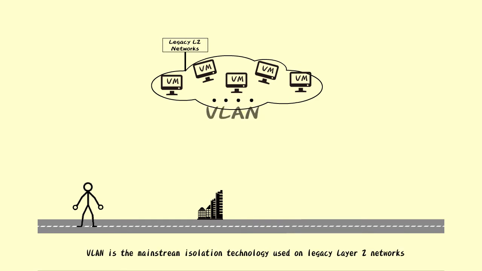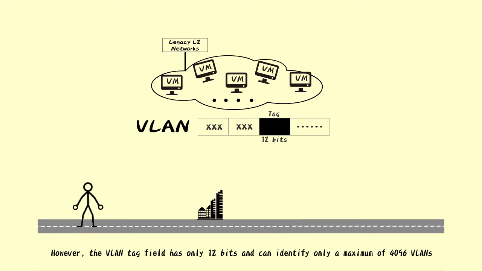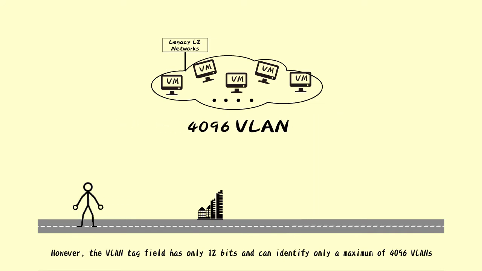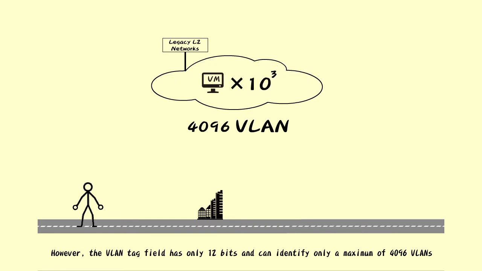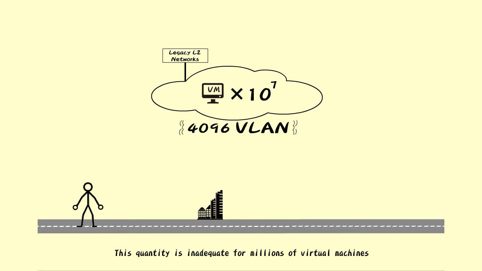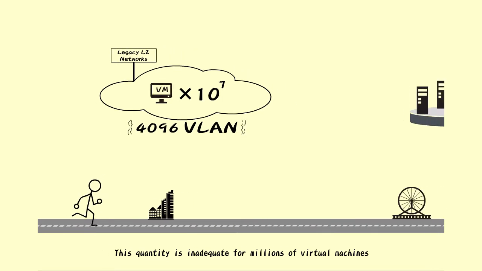VLAN is the mainstream isolation technology used on legacy Layer 2 networks. However, the VLAN tag field has only 12 bits and can identify only a maximum of 4096 VLANs. This quantity is inadequate for millions of virtual machines.